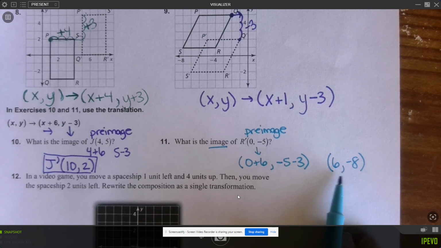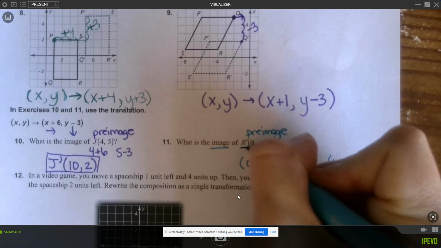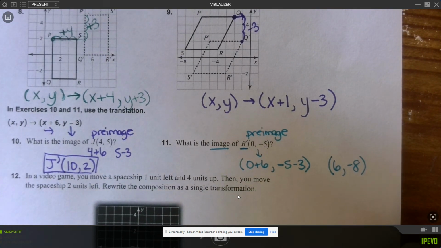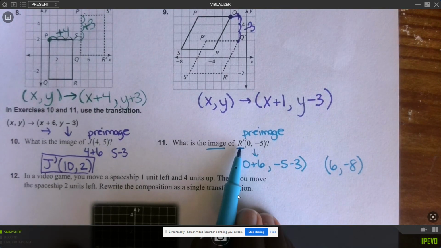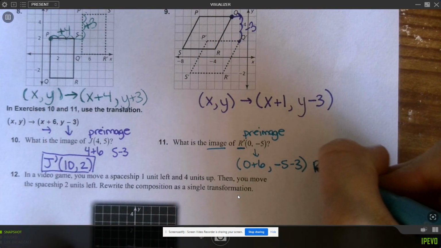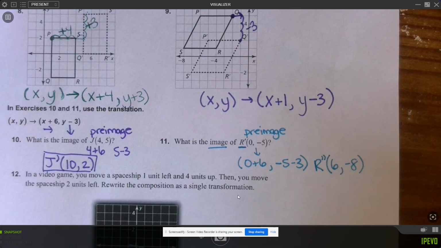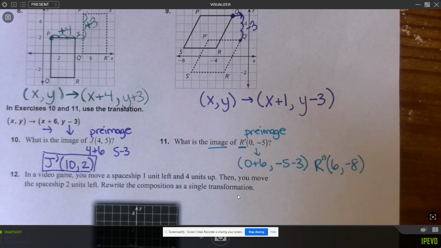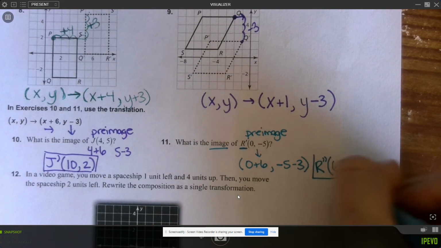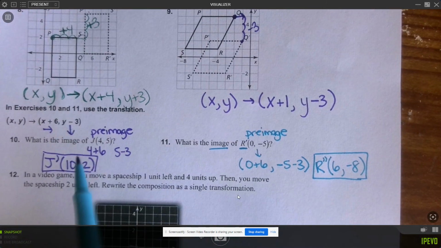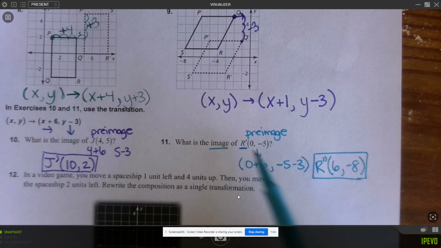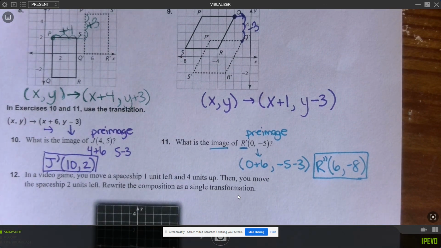Now, what are we going to call this? Anytime you are translating something and you're getting an image, you're going to add an apostrophe. So this was R prime. So if we move R prime and we translate it, what we have to do is add another apostrophe to say this is our new point. So we would call this R double prime. So just keep in mind, if there is no prime, you need to add it when you write your image. If there already is a prime, you're going to call it double prime to show that, hey, this is another new point.